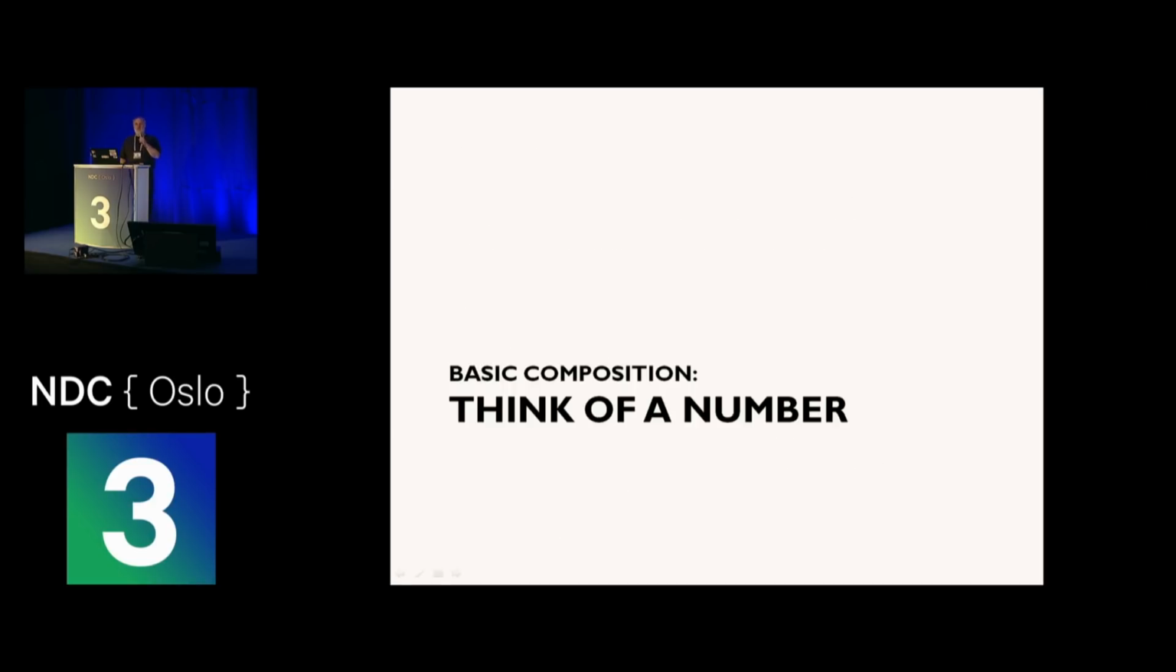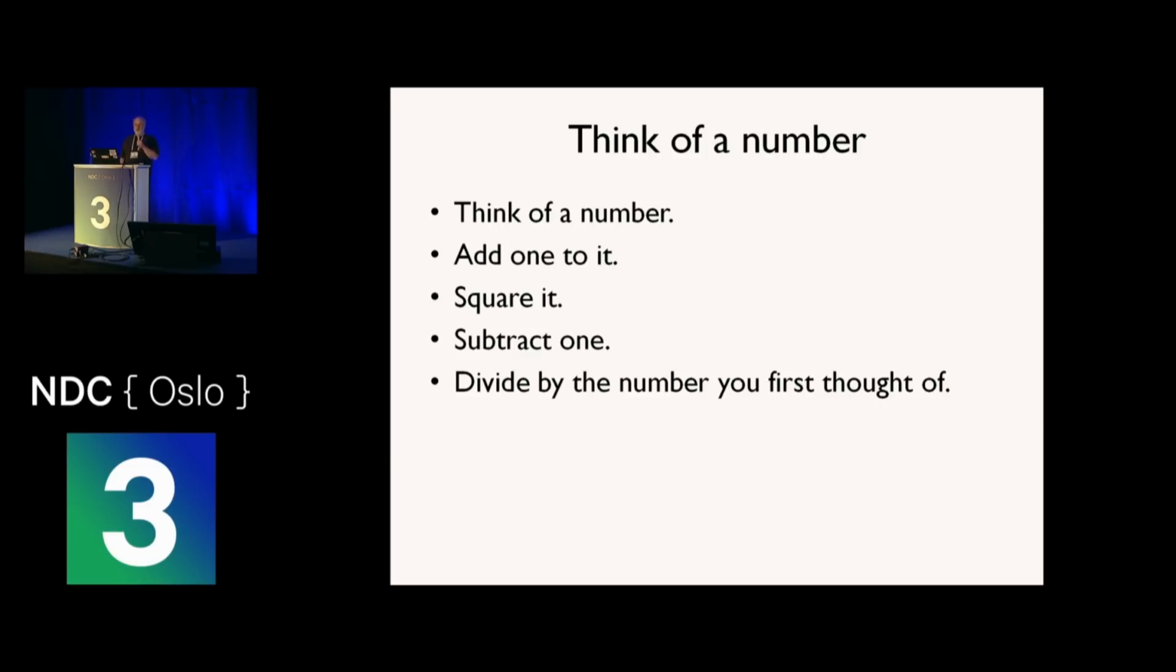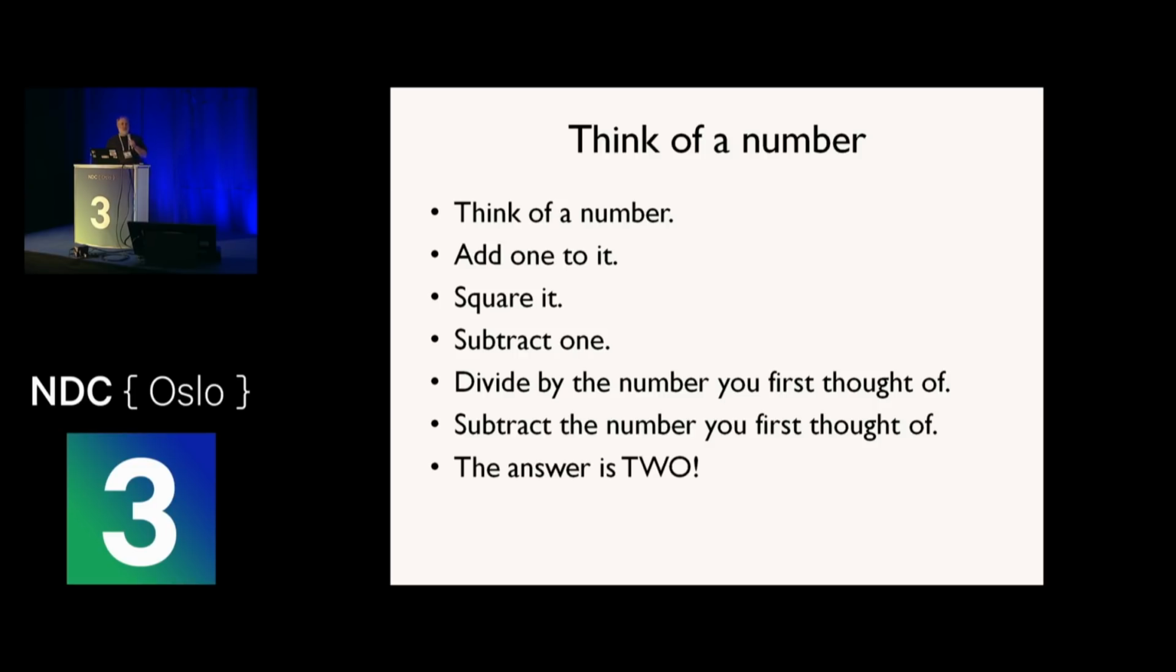Right, OK, so that's enough theory. Let's talk about some real code. So we'll start with a very, very simple example, which is think of a number. This is the children's game where you say, think of a number, add 1, square it, subtract 1, divide by the number you first thought of, subtract the number you first thought of, and the answer is 2. Isn't that amazing? Absolutely incredible. I don't know how this works.